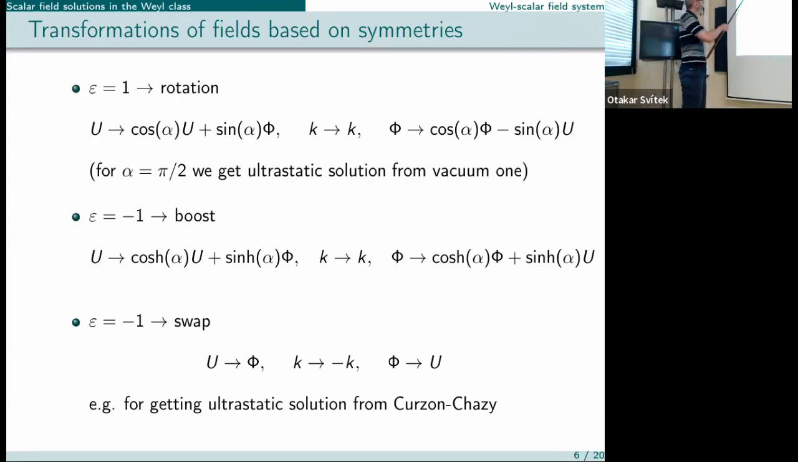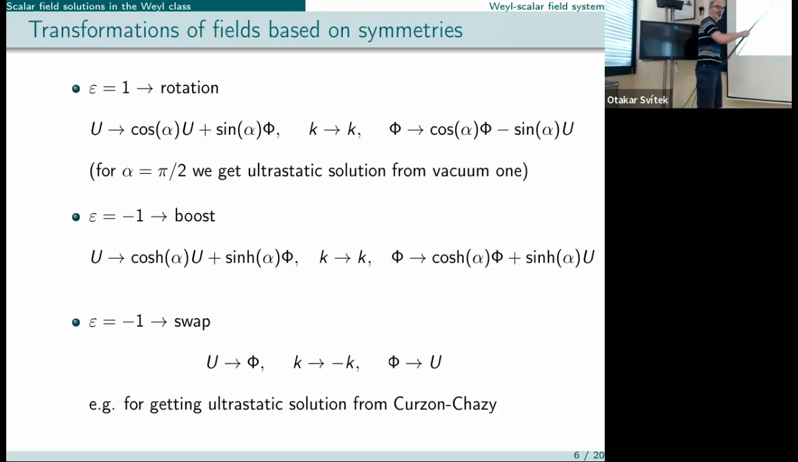And if one has a standard scalar field, the symmetry is evidently a rotation. So you can rotate your initial u and phi to this new combination for u, and this new combination for phi. Evidently, in this way, we can get rid of the metric function u by putting the parameter of the rotation to pi half. So we will have no u, just phi, but we will have non-zero k. So we will have a kind of ultrastatic solution.